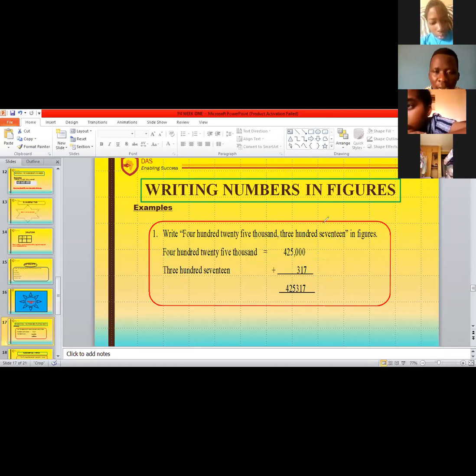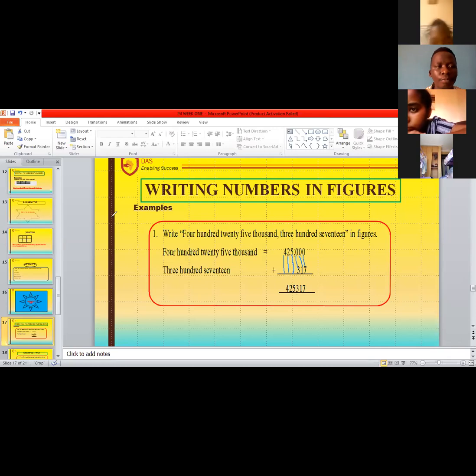And when we get the sum, under the ones we shall have 0 plus 7. We get 7, you see there. Next, under the tens, we shall have 0 plus 1, where we get 1. And we shall have 0 plus 3, where we get 3. You get it? Then here, 5 is taken down under thousands. 2, 4. That will be 4 to give us 425,317.